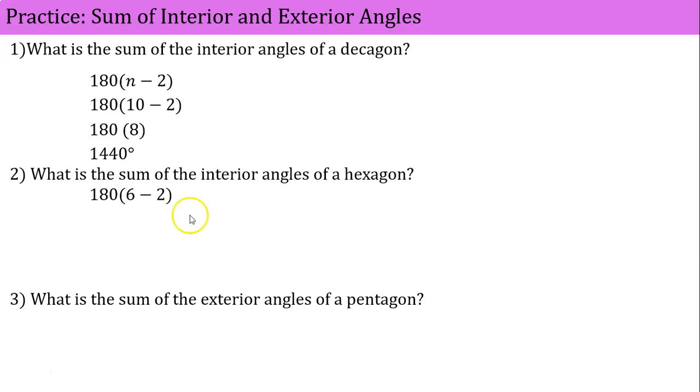So here's my work. Again, a hexagon is 6 sides, so I plugged in 6 for n. I simplified, and then finally I used my calculator to get 720 degrees. Go ahead and think about 3 and read that question carefully.